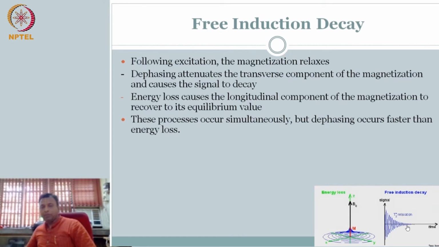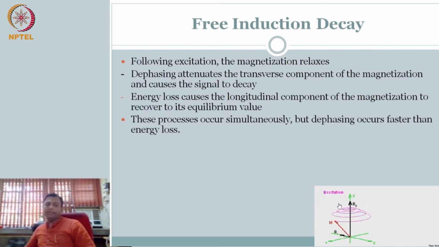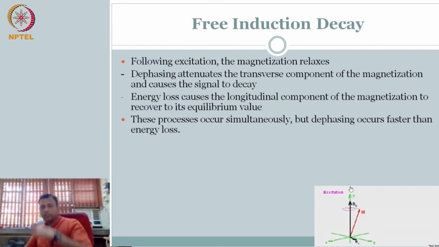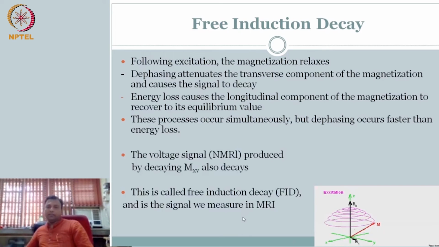How fast this goes down is the material property of T2, right? And then while it is going down, the M in the Z direction is increasing. Okay, so your voltage signal is recorded, but it is getting reduced with time. And the rate of reduction is going to define your relaxation time, dephasing relaxation time. While you also notice that due to energy loss, the signal in the Z direction is increased. So the voltage signal produced by Mxy also decays. This is called the free induction decay. This is the signal that you are measuring.